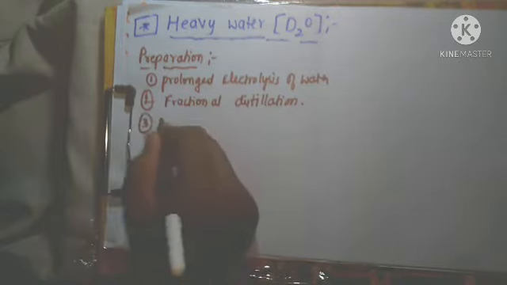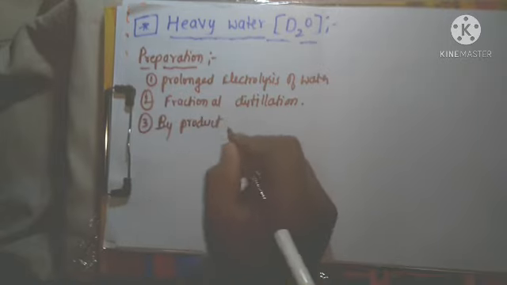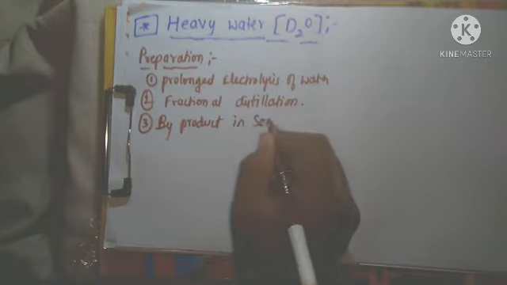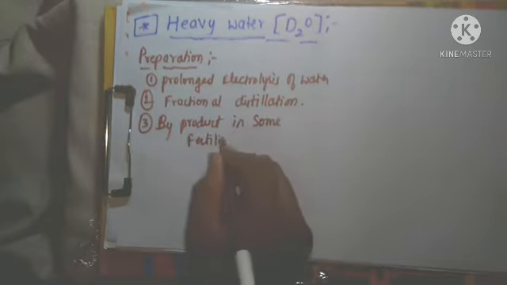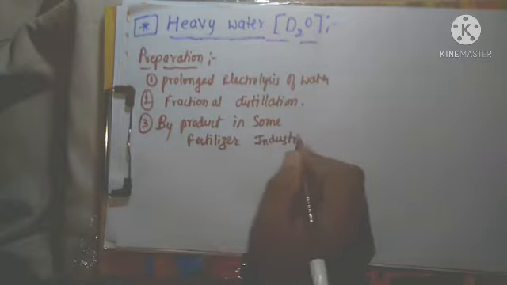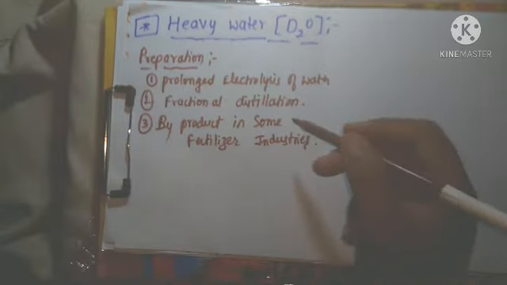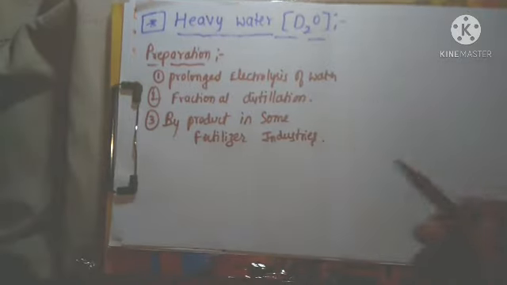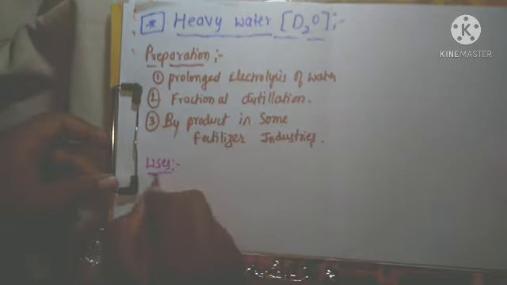The third one is that it is obtained as a byproduct in some fertilizer industries. In some fertilizer industries, we will get the heavy water. Next, we will see the uses of heavy water. One by one, we will discuss.